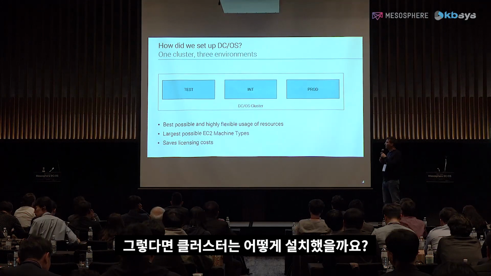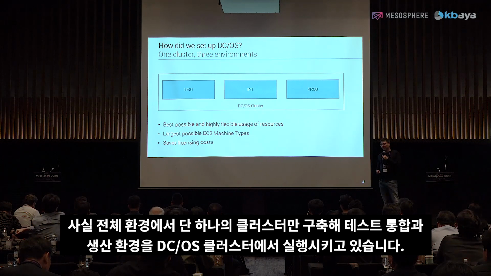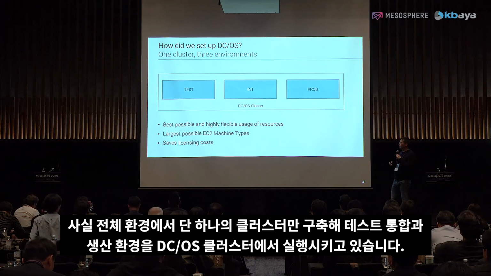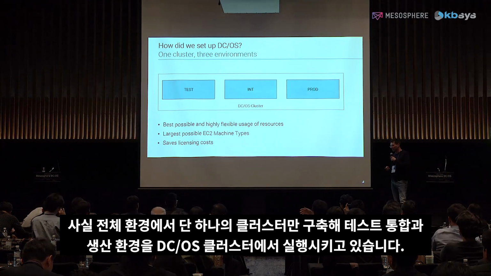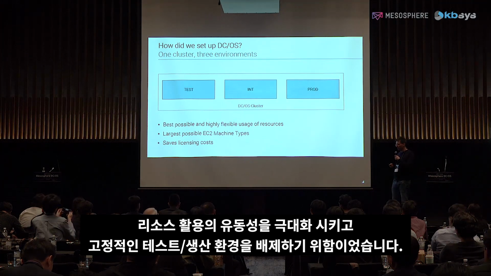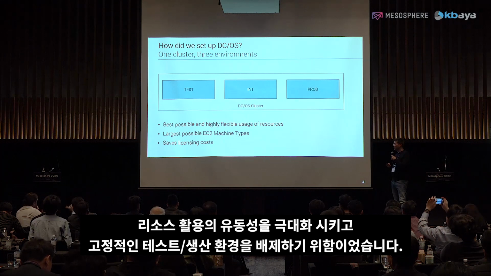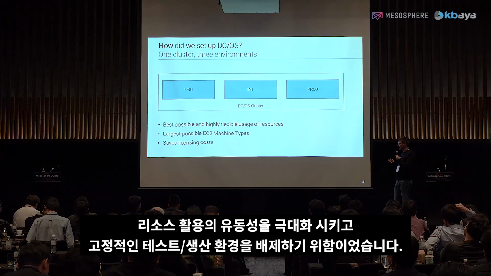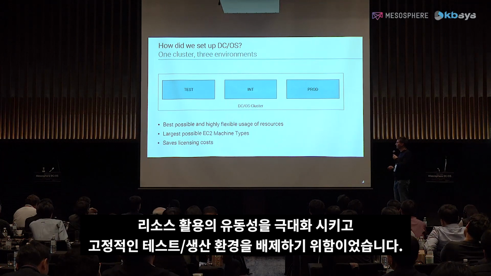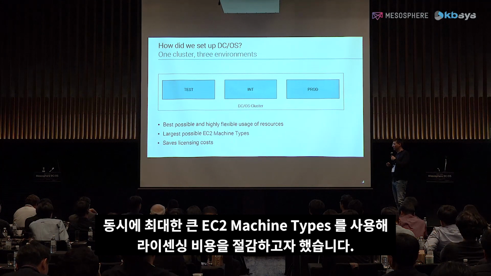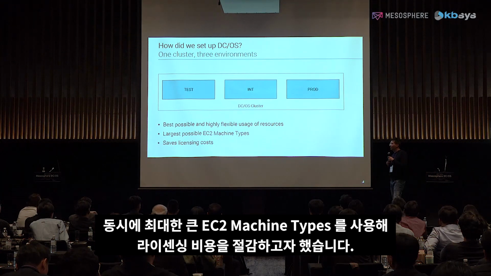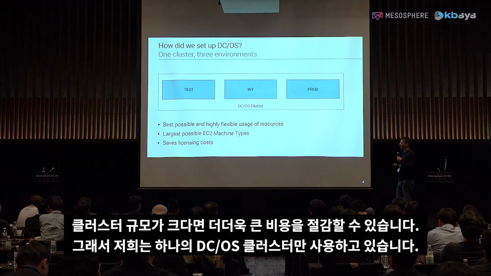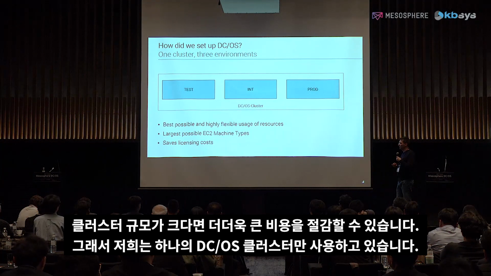Okay. How did we set up the cluster? We actually built only one cluster for all our environments. That means we have a test, integration, and production environment running on our DC/OS cluster. The reason behind this was that we wanted to be as flexible as possible regarding the usage of resources, so we can always use our resources where we need them and don't have to statically give them to, let's say, a test or production cluster. Also, we wanted to use the largest EC2 machine types possible in order to save licensing costs, which makes quite a bit of a difference if you have a larger cluster, and it saves quite a bit of money. So that's why we're running with one DC/OS cluster only.